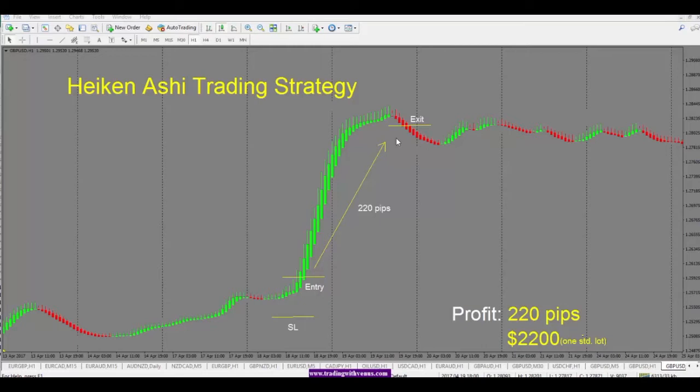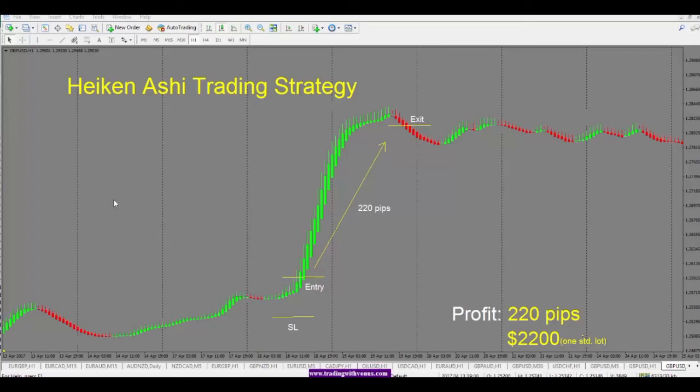And now we can either get a pullback or we may just sit in a sideways market for a while. So once we see a couple of red candlesticks, this shows that the price is pulling back now. So at this point, we would exit the trade because price could actually reverse directions here. Once you get a couple of good red candlesticks here, we would exit the trade. From entry to exit here, we have 220 pips in the trade or a profit of $2,200 when trading one standard lot.